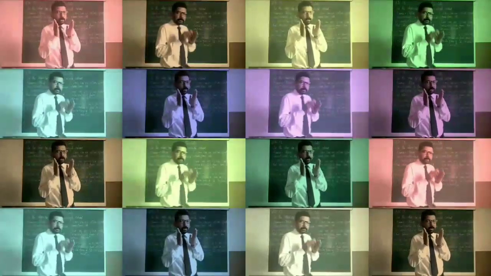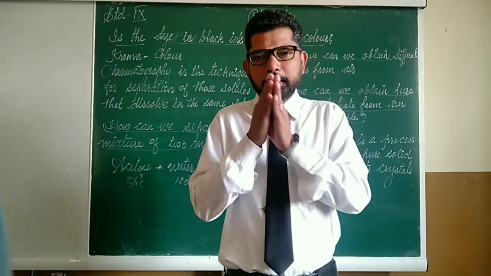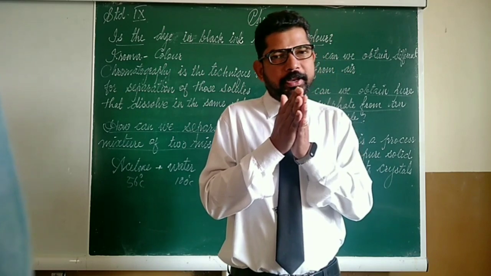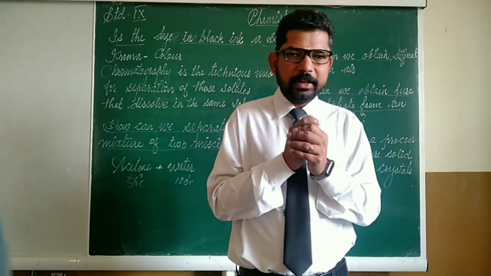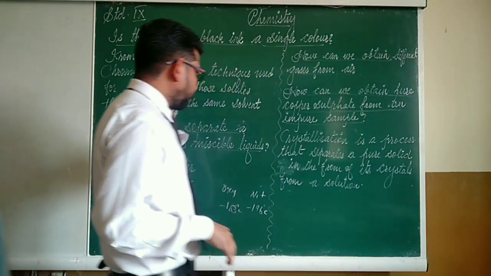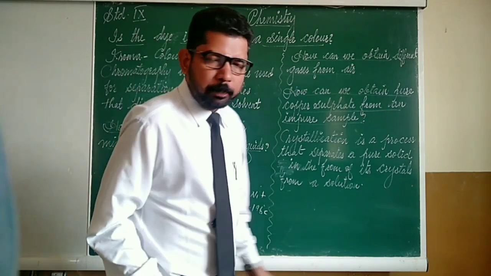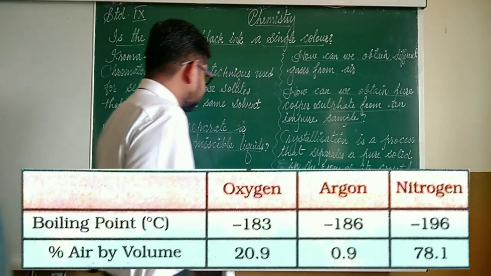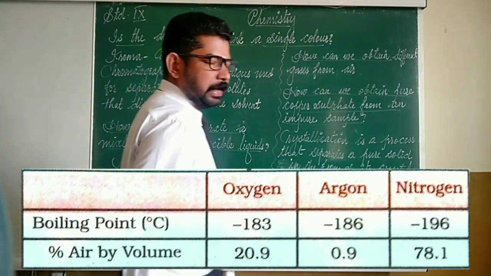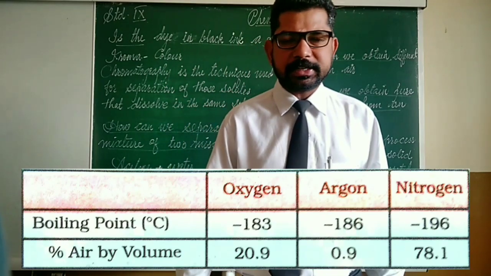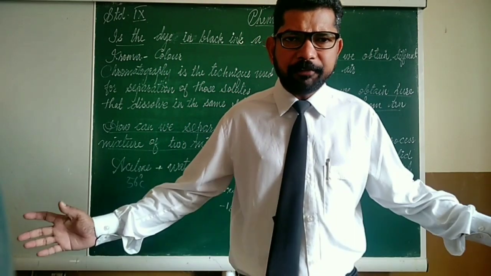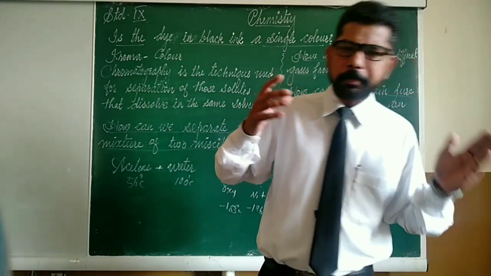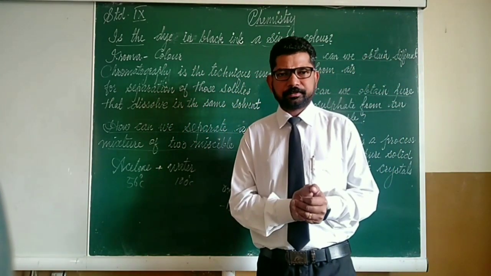One more thing, the difference in the boiling points of the different components of the air is less than 20 Kelvin. For example, the main component of the air is nitrogen. Its boiling point is minus 196 degrees Celsius, and for oxygen it is minus 183 degrees Celsius. So the difference in the boiling points is very small, so we have to adopt fractional distillation.